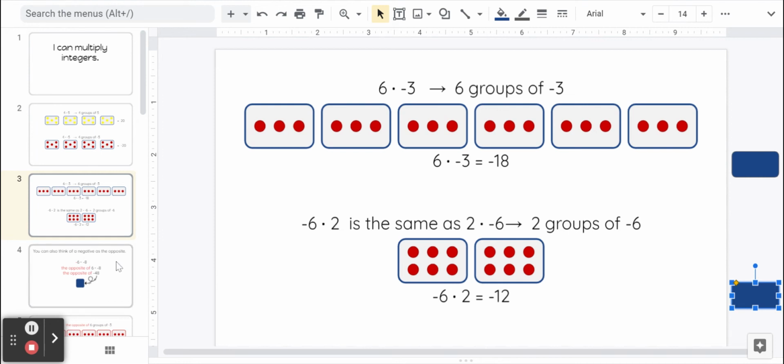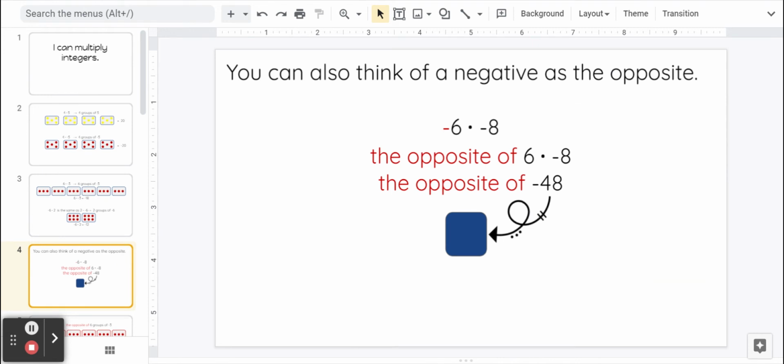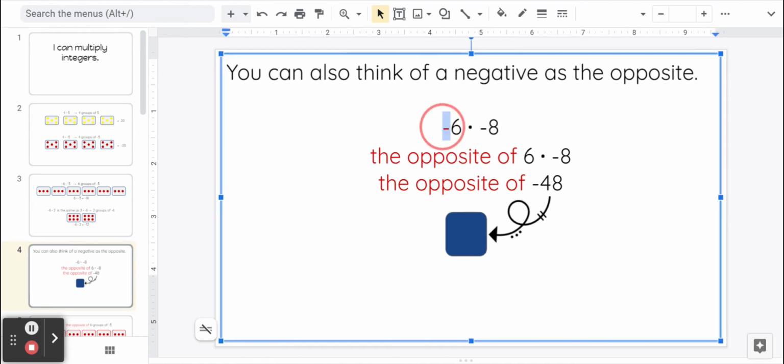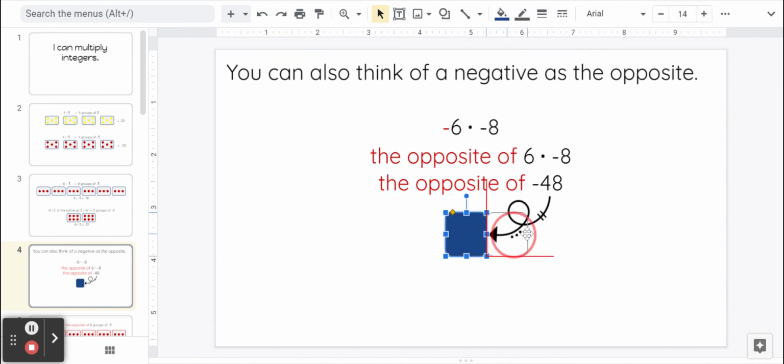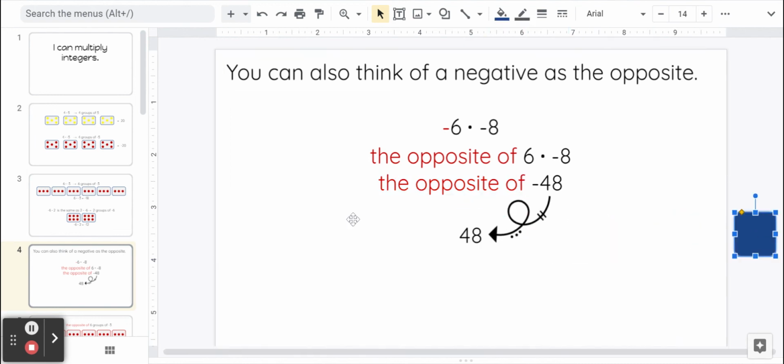But this won't always work because sometimes we have 2 negative numbers that we need to work with. So another way to think about it is instead of this first number saying that it's a negative, you can say the opposite of all of that other stuff. So if we have this, we can rewrite it as the opposite of 6 times negative 8. And then if we knew that 6 groups of negative 8 is negative 48, we then continue to take the opposite of that and turn that negative into a positive.